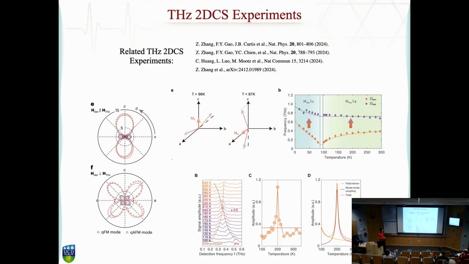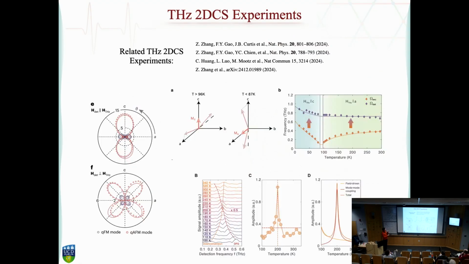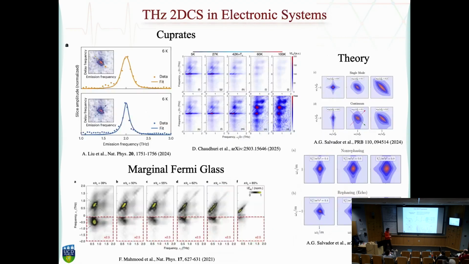I just wanted to mention that since this has become feasible in the past 10 years or so, there are also people interested in not just looking at magnets, but also looking at superconductors, because superconducting gaps are also often in this kind of 10 meV-ish range of excitations. So there are people interested in looking at superconductors. This one is, I think, from Andrea Cavalleri's group.